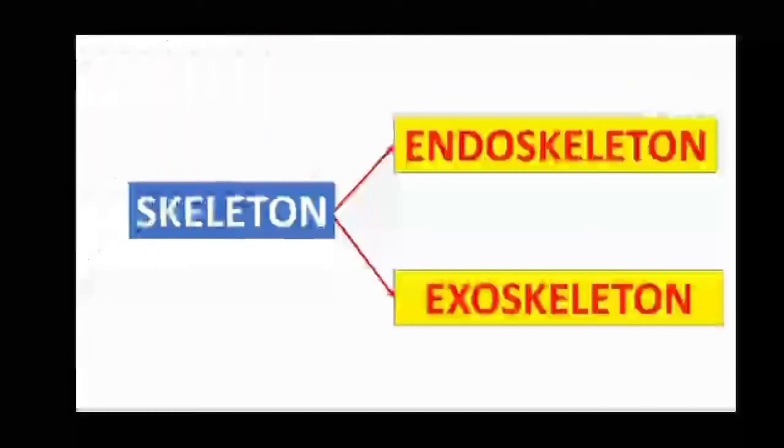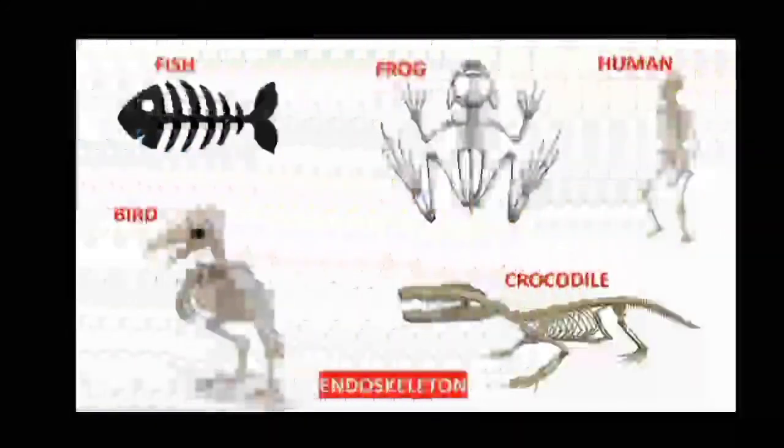On the basis of presence in the body, skeleton is of two types, endoskeleton and exoskeleton. First, let us see about endoskeleton. Animals like birds, reptiles, amphibians, fish and mammals have endoskeleton. They have the skeleton inside their body.